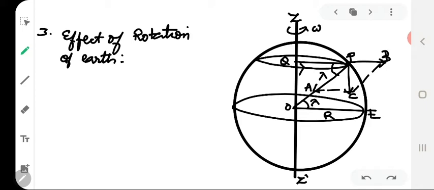Therefore, the apparent weight of the body varies with latitude due to variation in the magnitude of centrifugal force on the body. The acceleration due to gravity decreases due to the rotational motion of the Earth, and this effect is maximum at the equator and 0 at the poles. So now let us refer to the picture that is coming on the screen right now. Consider Earth to be a sphere of mass m and radius r.